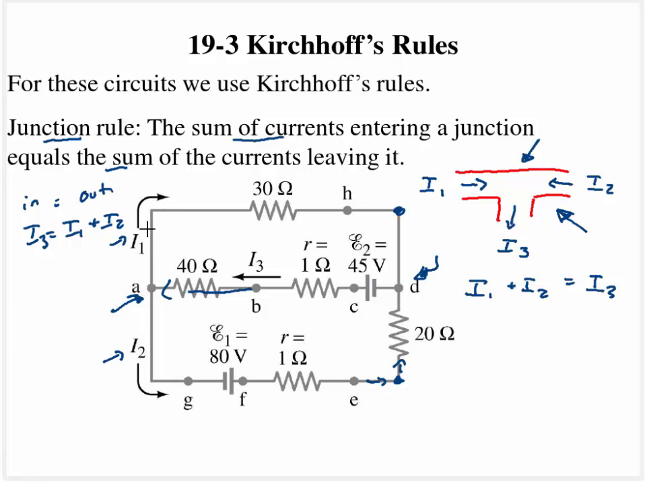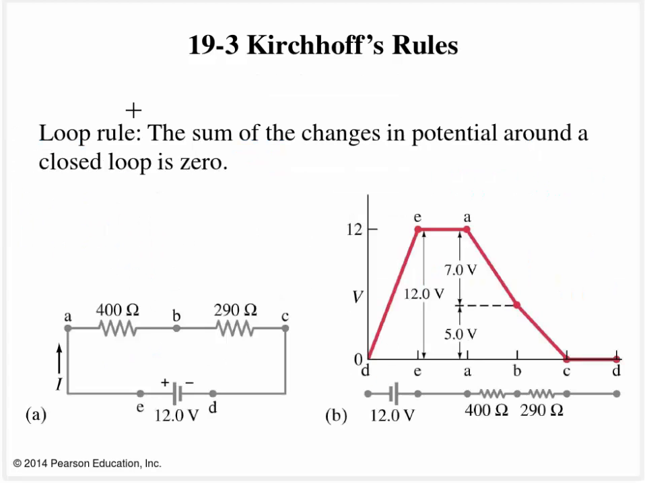Now I said in the last slide that I1 is drawn in the wrong direction, and it is, but if you go ahead and solve this, I1 is going to come out to be negative, and that simply tells you that it's in the wrong direction.